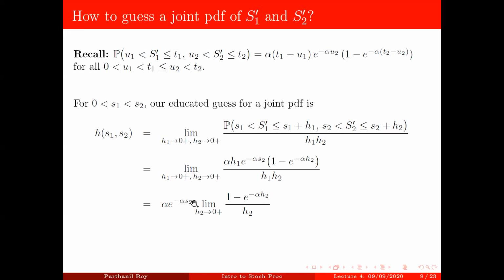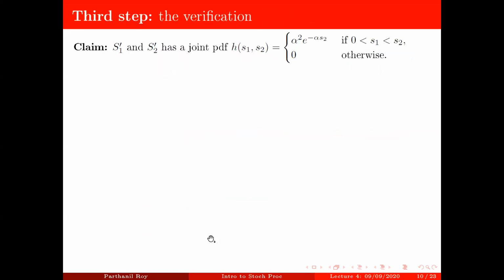Last time we did this, we didn't do the calculation, I just stated it. It's a very easy limit to compute. So you can just check that this is alpha. So therefore, this will become alpha squared times e power minus alpha s2. So therefore, our claim is that S1 dash and S2 dash has a joint PDF, h of S1, S2, which is alpha squared times e power minus alpha S2, as long as S1 is bigger than 0 and S1 is less than S2, 0 otherwise.